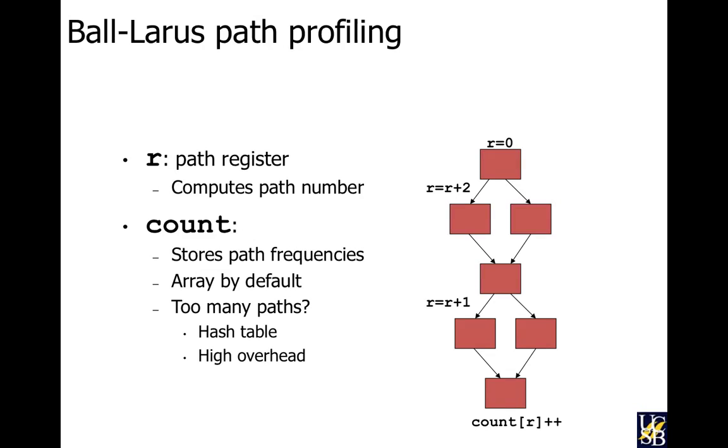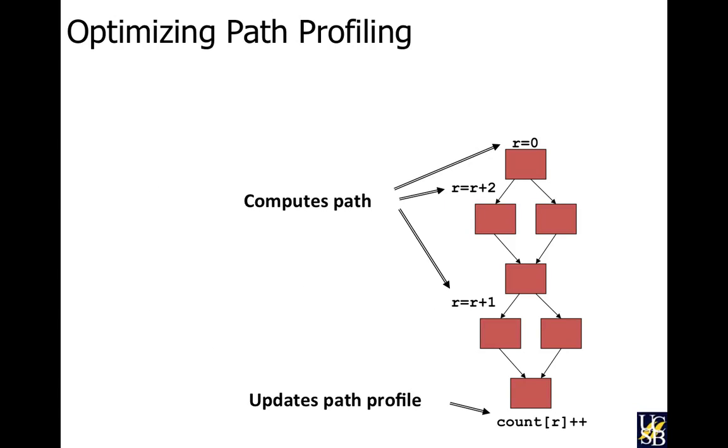There's lots of choices that we have here. We can put the count in an array, but if there's lots and lots of paths through our methods, then an array may not be the most effective data structure. We may have to consider things like a hash table, and then each update is going to be high overhead. So if we take a step back and look at where the overhead is going in path profiling, we can do some interesting optimizations.